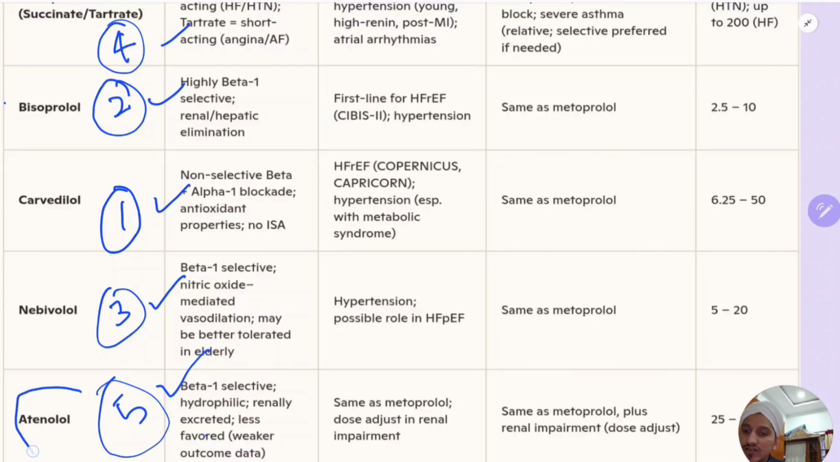Okay. Where else can you use atenolol? You can use it in patients with hyperthyroidism.